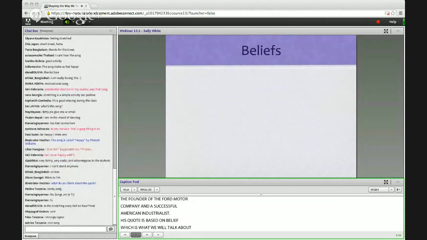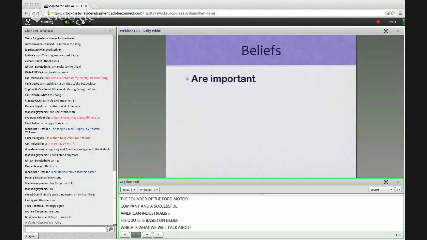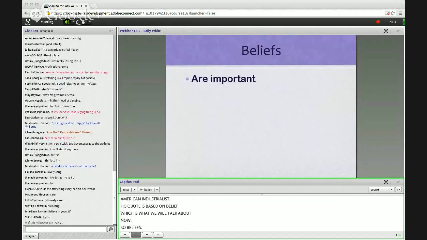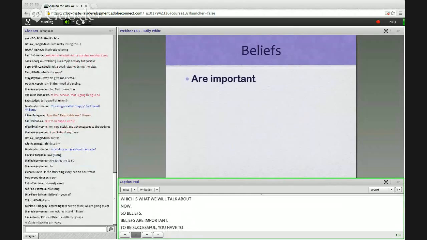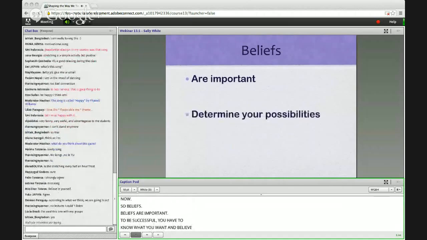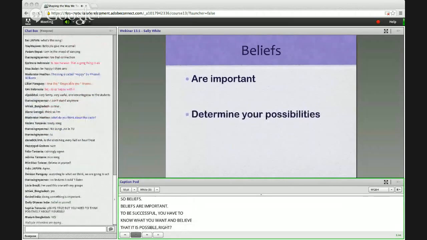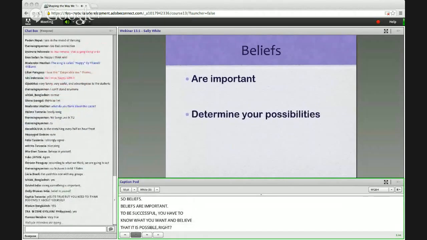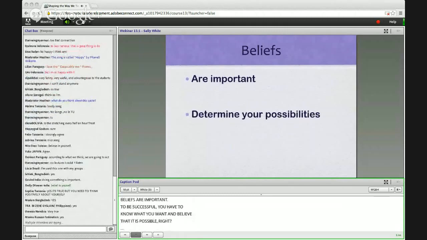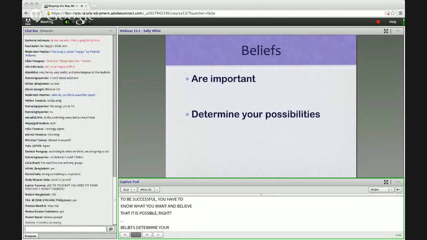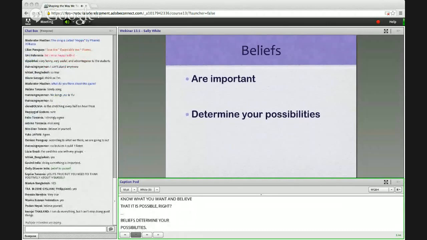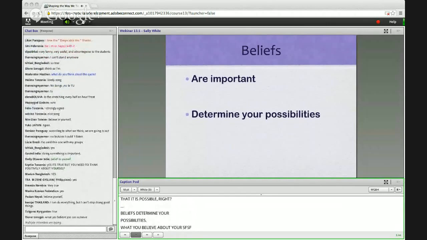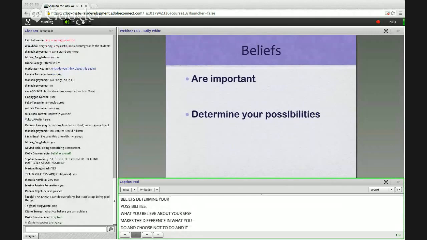So beliefs. Beliefs are important. To be successful, you have to know what you want and believe that it is possible, right? Beliefs determine your possibilities. What you believe about yourself makes the difference in what you do and choose not to do. And it makes the difference in what you are good at and what you will try hard to do.